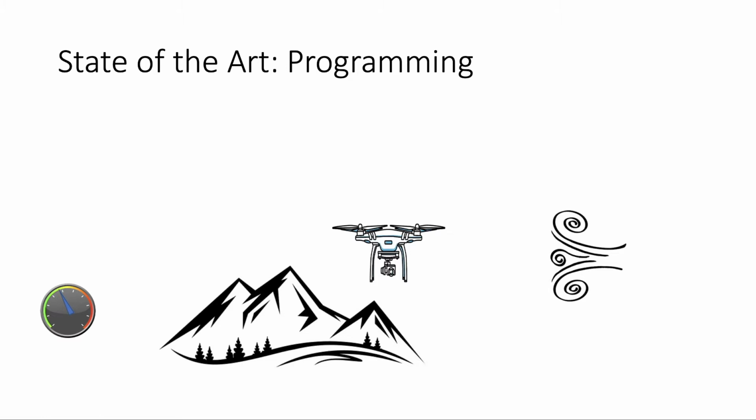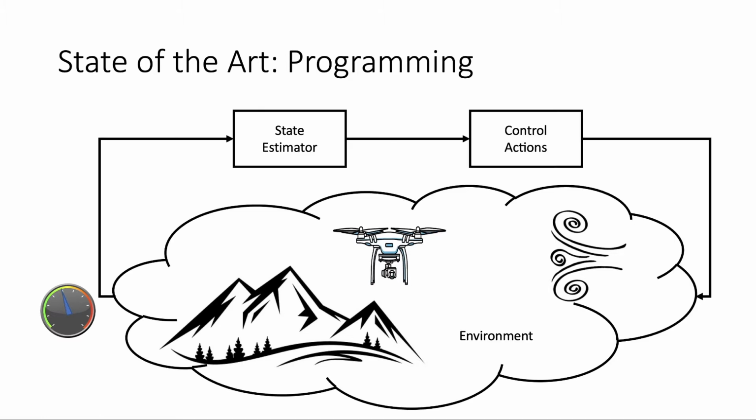Well, with a traditional programming methodology, what we would do is we would first write a state estimator that takes in our observations and produces a state estimate of how high we are off the ground. And we would use this to produce control actions. So if we're at about 400 feet, we might say that's too low, and so we need to increase by 50 feet. These control actions are passed back to the environment, and this continues on in a loop.